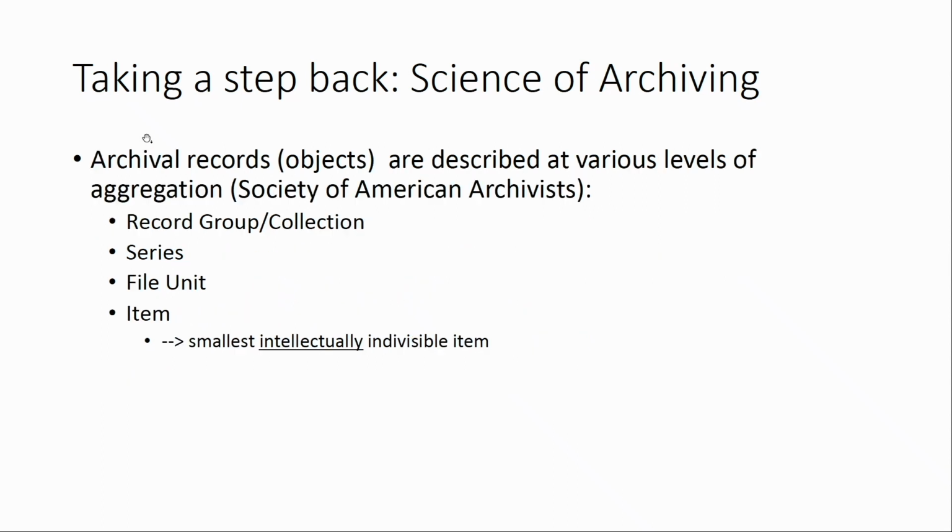So how to think about these things? Coming back to the science of archiving again, we think of these things at various levels of aggregation. If you think of an inheritance that you're describing in a catalog, there's also a hierarchy: there's a cupboard and there were things in the cupboard. The levels of the hierarchy that are used are record group or collection, series, file units, and items. And an item is the smallest intellectually indivisible item.